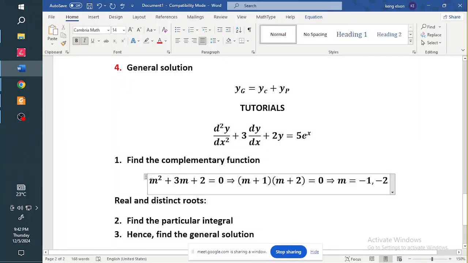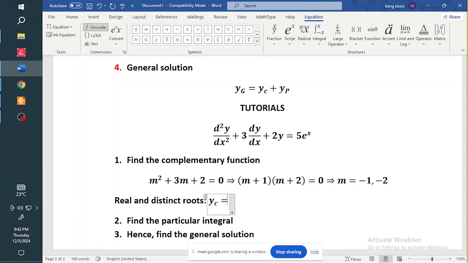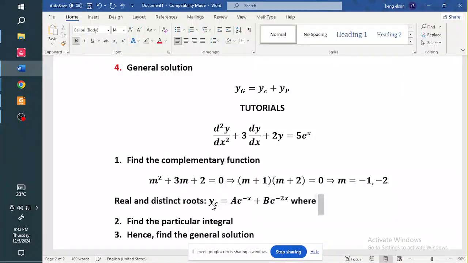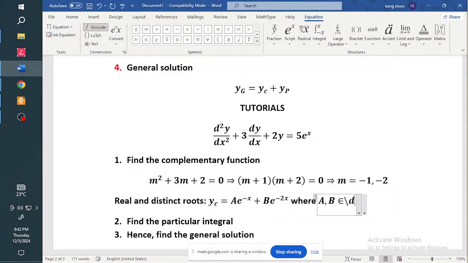So if we try to find the values of m, we see that we can easily factorize, and when we factorize, we are going to have this, and m is going to give us two values, -1 and -2. So we can conclude that they are real and distinct roots, and when they are real and distinct roots, our complementary function is equal to a e to the power of the first root times x plus b e to the power of -2x, and you must state that a and b are constants. It's a must. If you don't do that, you will lose an answer mark. So this is your complementary function for this question.